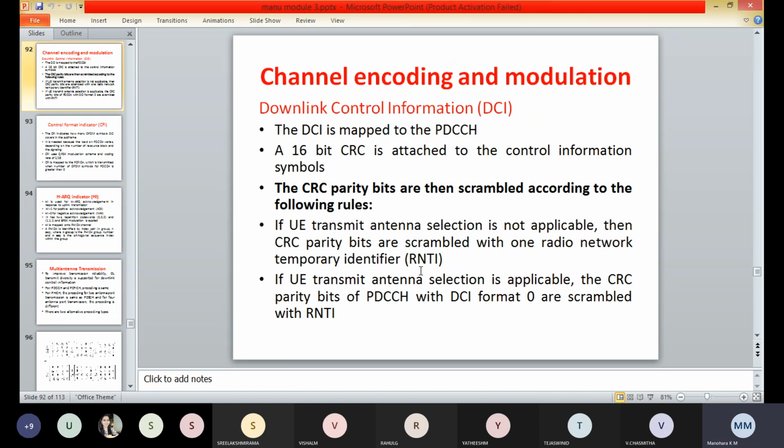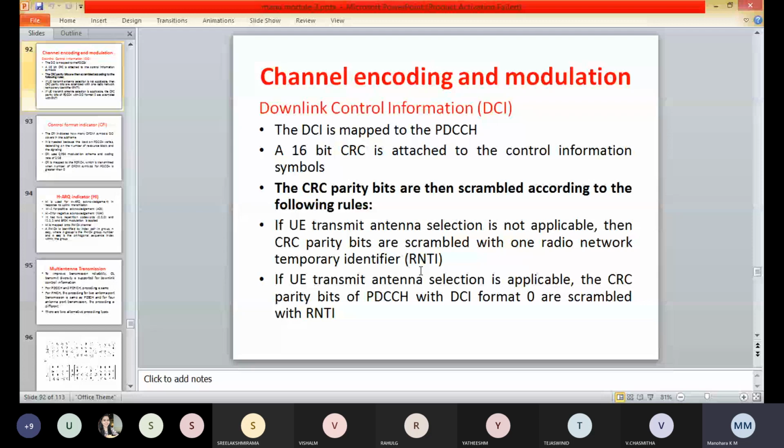Today we'll discuss channel encoding and modulation. In channel encoding and modulation, we have 3 different categories: the downlink control information DCI, the control format indicator CFI, and the HARQ indicator.